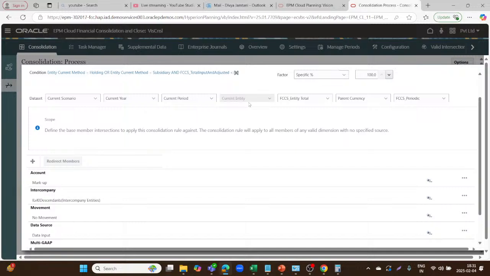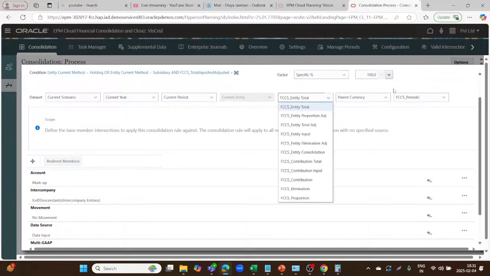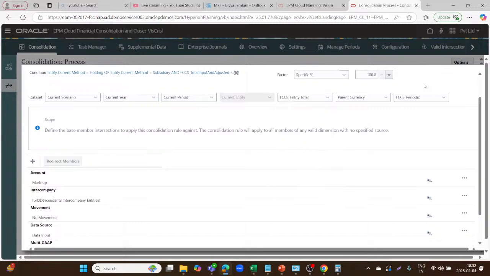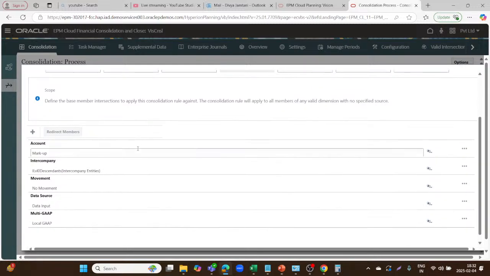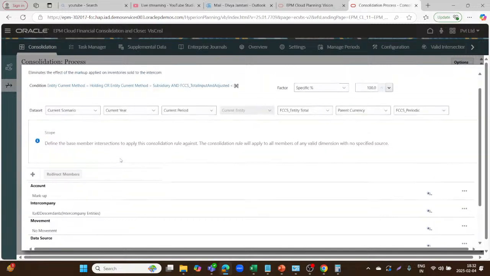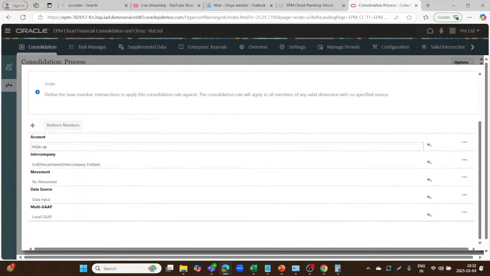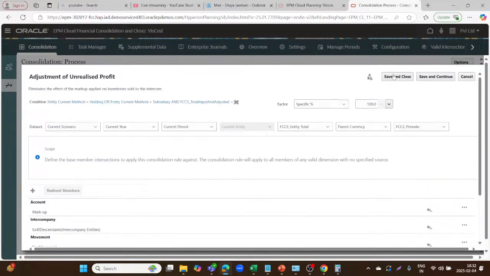Entity also, for whatever entity you are trying to write the rule, so that is frozen. And the remaining three we have defined as consolidation as entity total, currency as parent currency, and view as periodic. And the remaining dimensions which are not there above in the data set we have defined here. That is, for account we are selecting markup account, intercompany as level 0 descendants for all the intercompany entities. Movement I have taken as no movement, data source as data input, and multi-cap as local cap.